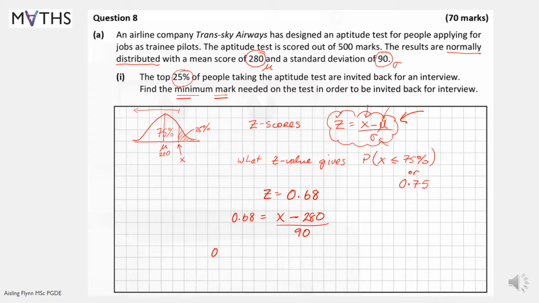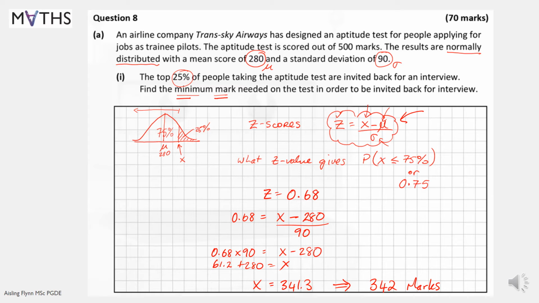Okay, so now let's solve for X. So we get 0.68 by 90 is equal to X minus 280. When you multiply that, you get 61.2, and then we'll add 280 to both sides, and we get a mark of 341.3. Okay, which gives us, if they're given whole number marks, the minimum mark will be 342.